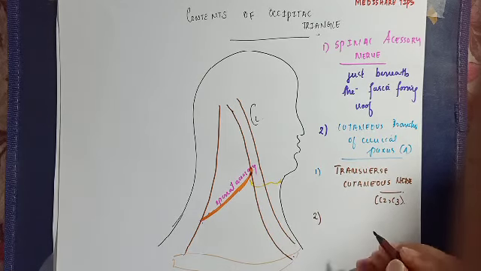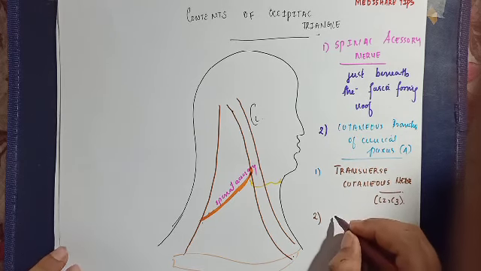And the second cutaneous branch is the supraclavicular nerve.